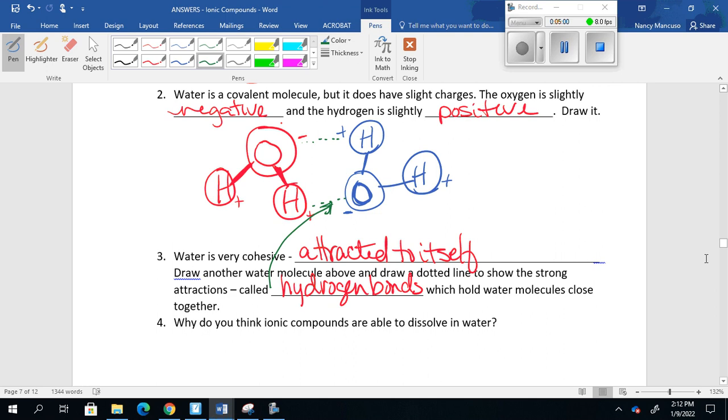Why do you think ionic compounds are able to dissolve in water? So pause me for a second and fill in your answer right there.